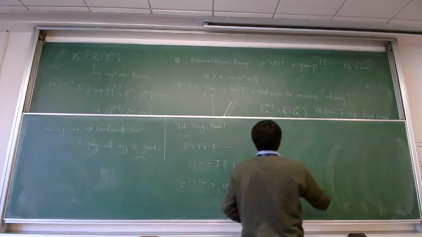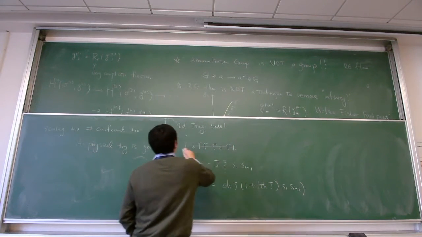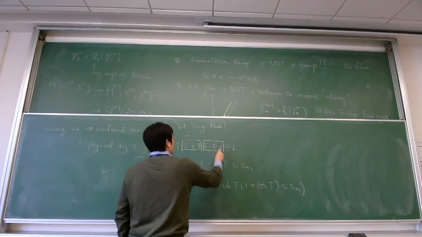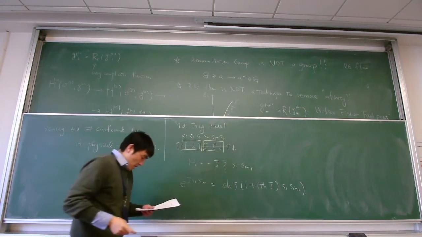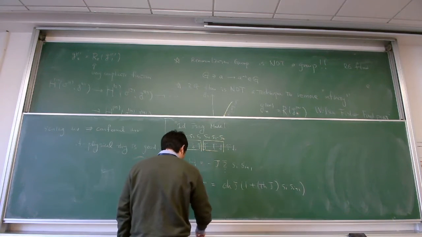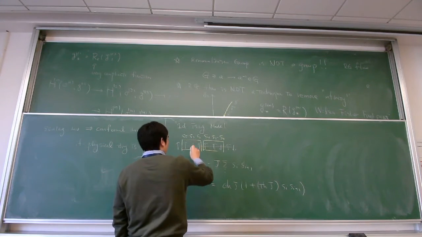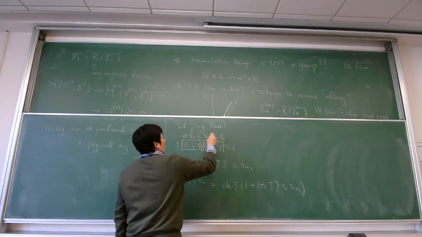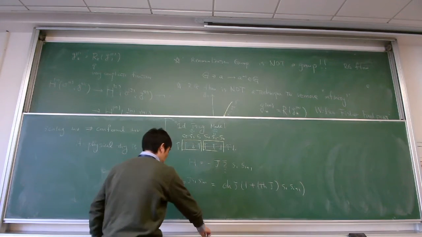Let's do this example. Let's consider a 3-spin block: S1, S2, S3, S4, S5, S6. And then you just average over. Let's call this one sigma 1 and this one sigma 2, and you average over the ones in the middle.